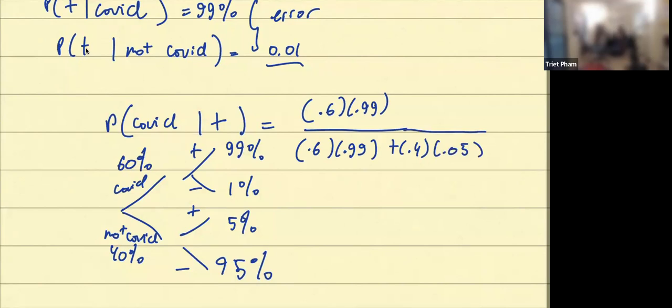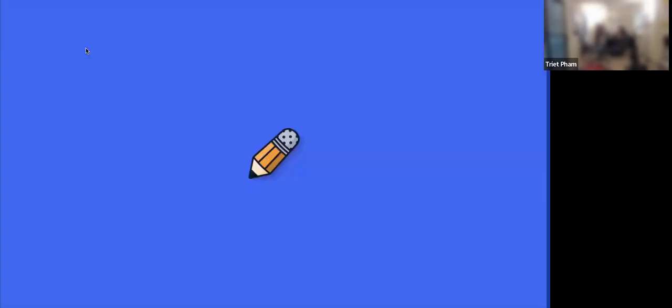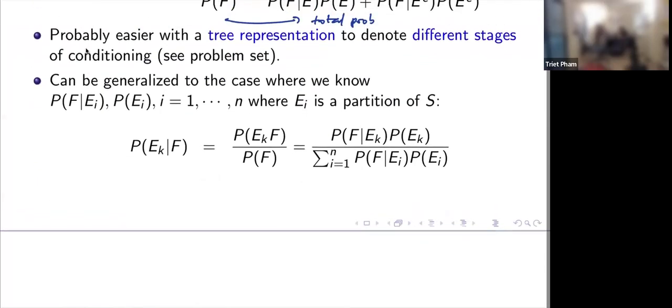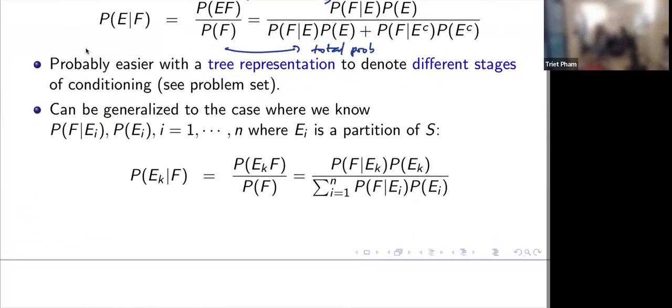Does that make sense? Any question about this? All right. So what else?